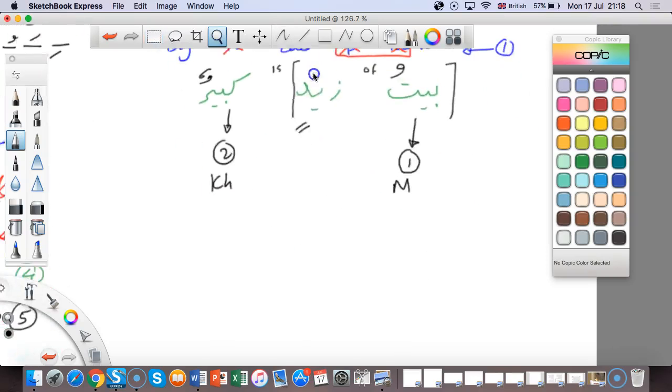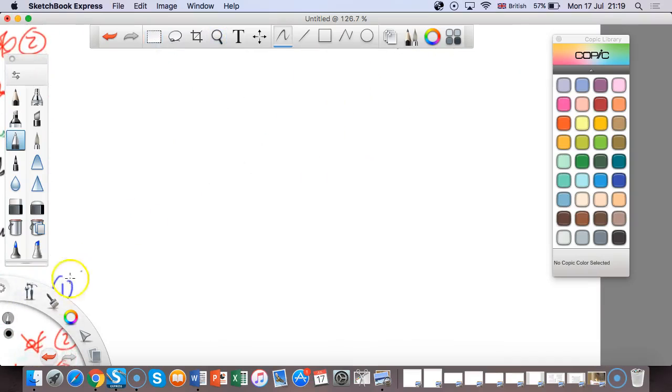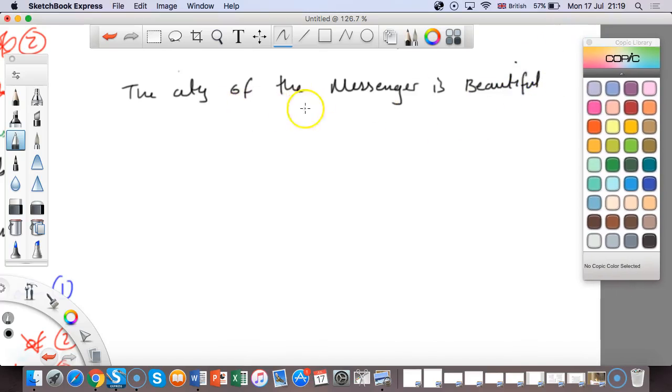Okay, let's do another example. The city of the messenger is beautiful. So city is Medina. Hear that nasheed? Okay, so messenger is Rasul, and beautiful is Jameel. Okay, so have a go. Two minutes.